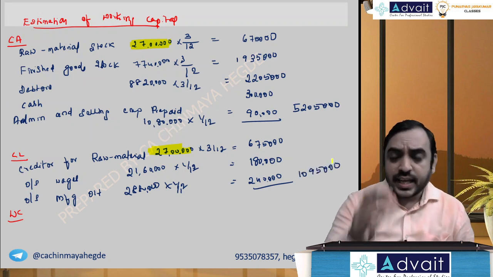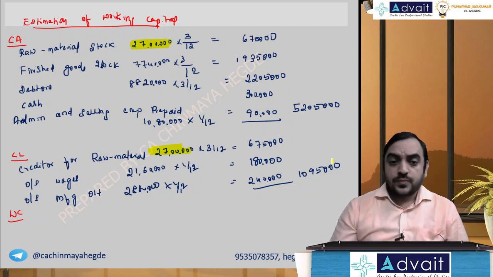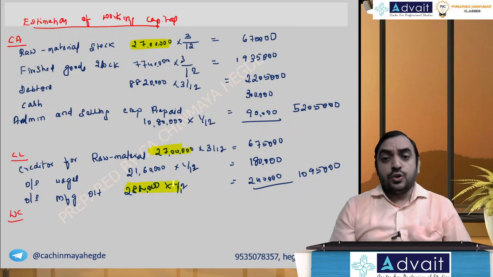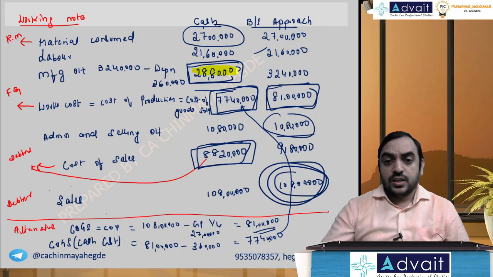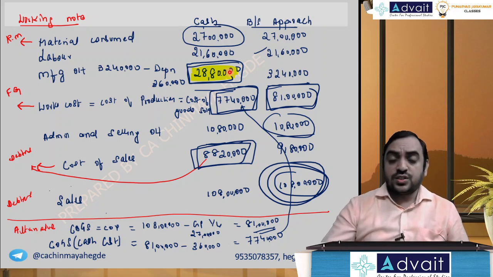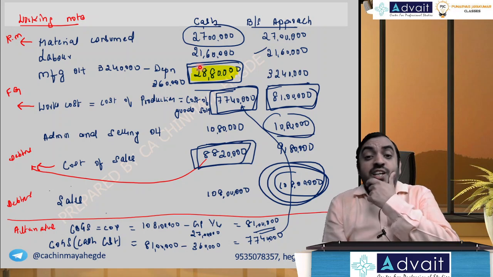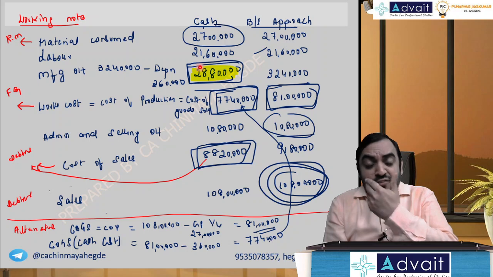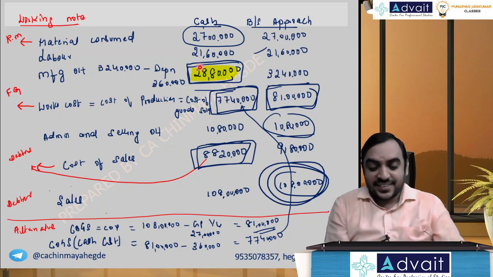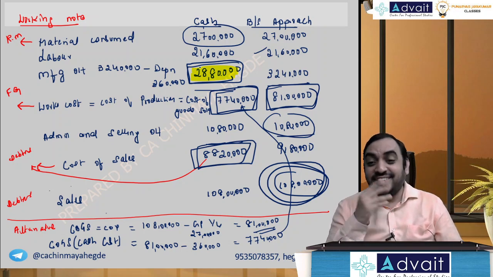Okay, just answer me this one thing. We are following the cash cost approach. So I did 1 by 12 into 28 lakh 80,000 cash cost. This number I took. Now can you please tell me, if I followed the balance sheet approach, on what number I would have calculated the outstanding manufacturing overheads?